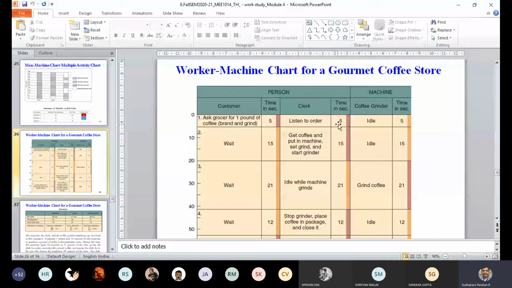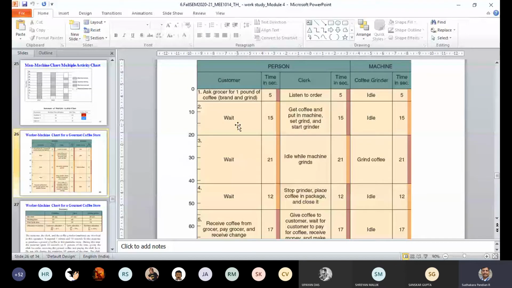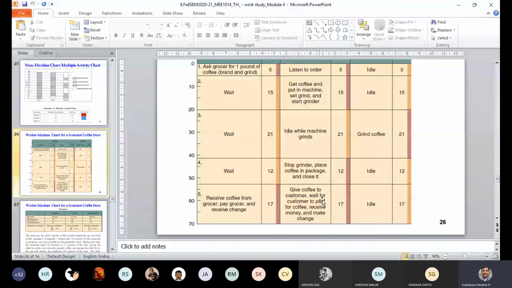After listening, he is going to do work. Who? The clerk. Only the clerk has activities, whereas the customer is waiting for his product. So the clerk has to get coffee, put it in the machine, set grind and start the grinder, idle while the machine grinds. Then third, stop grinder, place coffee in package. Then give coffee to customer, wait for customer to pay for coffee.